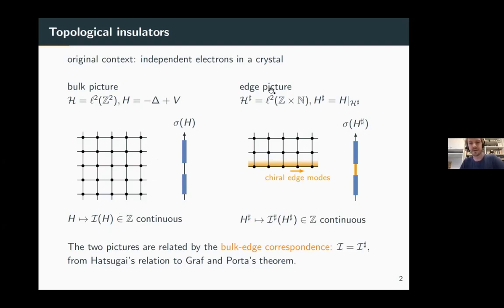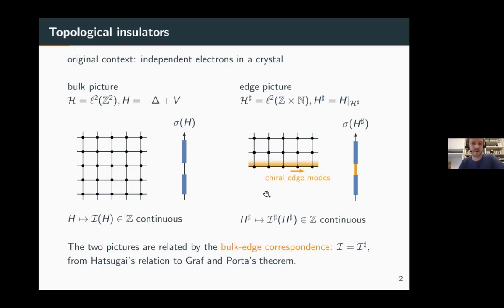One of them appears in the edge picture, where instead of an infinite sample, you take a half infinite one. So the Hilbert space will just be the truncation of the previous one, and the same for the Hamiltonian. Typically, the spectral property is the existence of a spectral gap. At the edge of the sample, this gap will be filled by the so-called chiral edge modes, which are modes confined near the boundary and propagating in one direction. And again, in this picture, you can define a topological index, which is then a locally constant function.